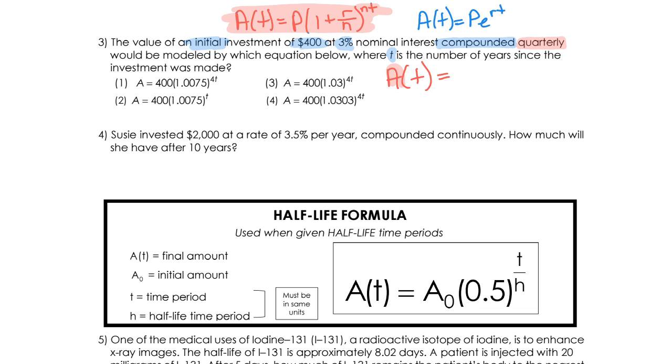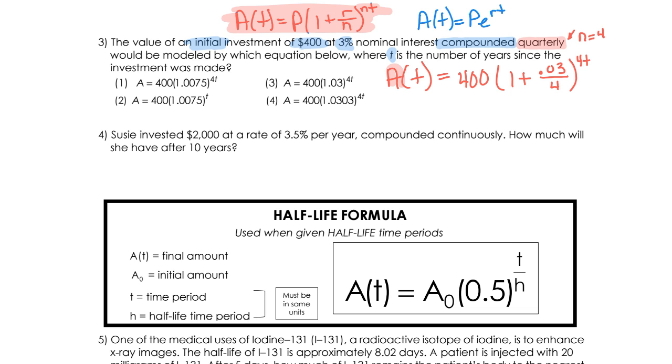equal to our initial amount, which is 400, in parentheses 1 plus our rate, which is 3%, known as 0.03 as a decimal, divided by our n, which is the number of times we're compounding, and quarterly is 4 times a year. Just think about 4 quarters in a dollar, right? So we're going to put a 4 under there. And then in the formula, that 4 is also the exponent. And then our t, which we don't know the time frame. They told us to use t.